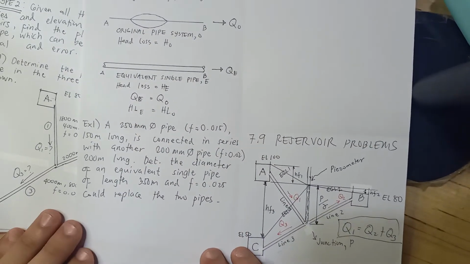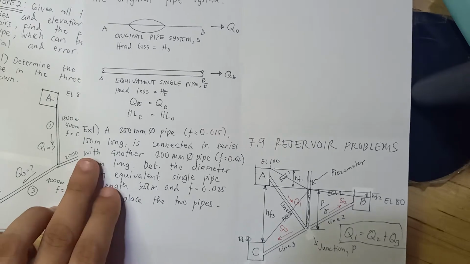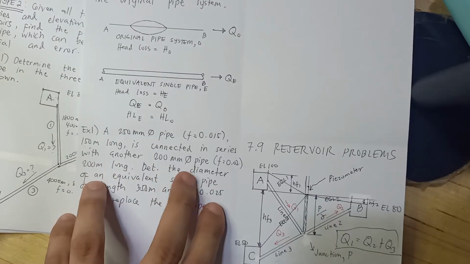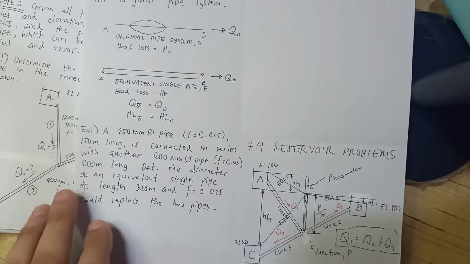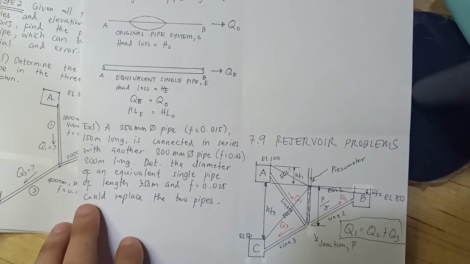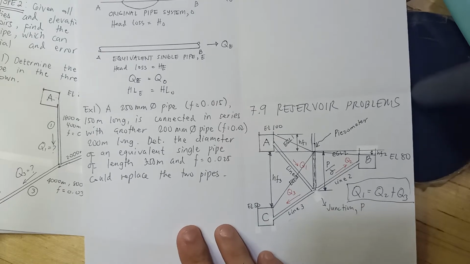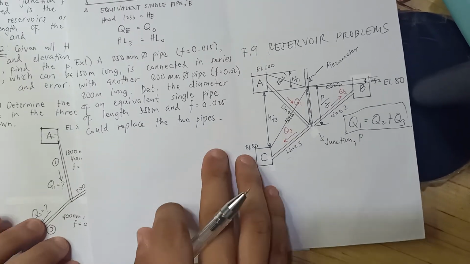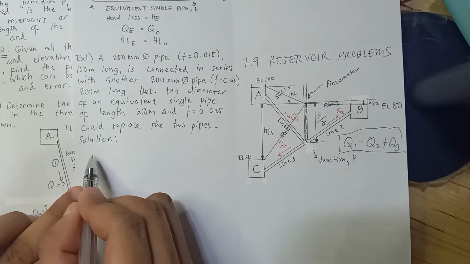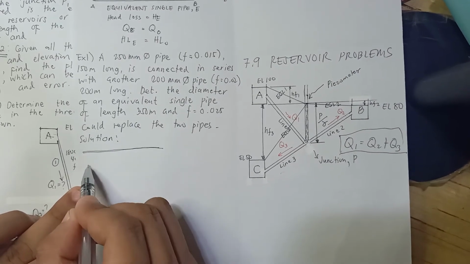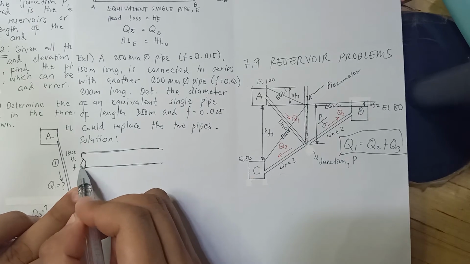So example, a 250 millimeter diameter pipe with friction factor 0.015, 150 meters long, is connected in series with another 200 millimeter diameter pipe with friction factor 0.020 and 200 meters long. Determine the diameter of an equivalent single pipe of length 350 meters and F equals 0.025 that would replace the two pipes. So, original solution. They are two pipes in series. We will convert them into an equivalent pipe. Again, this one is the symbol for opening, no?